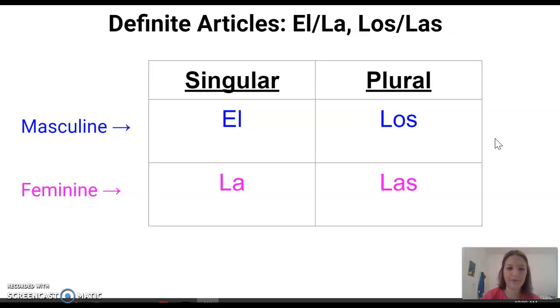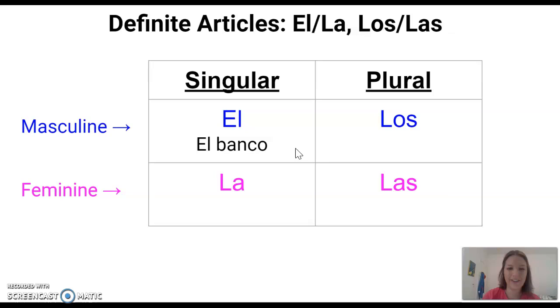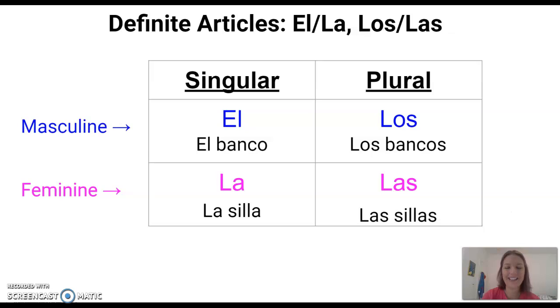So if you look at the examples here, we've got el banco, one bank. Two banks, we've got los bancos. That's how you make things plural to match, okay? La silla, one chair, or one seat. Las sillas, plural seats.